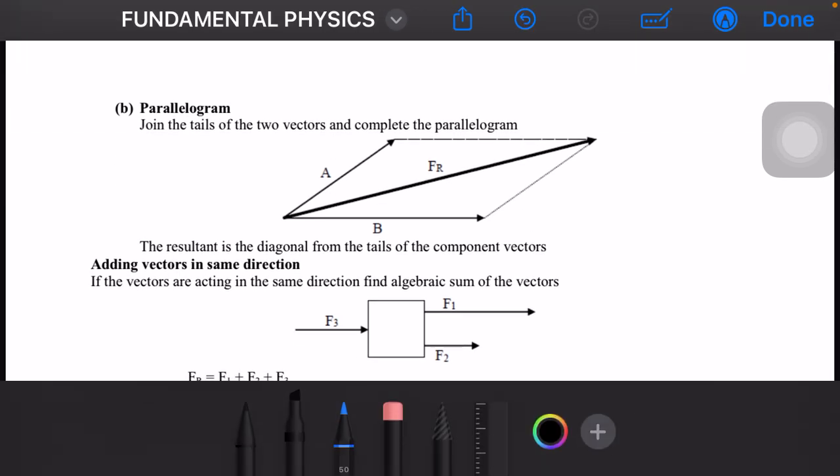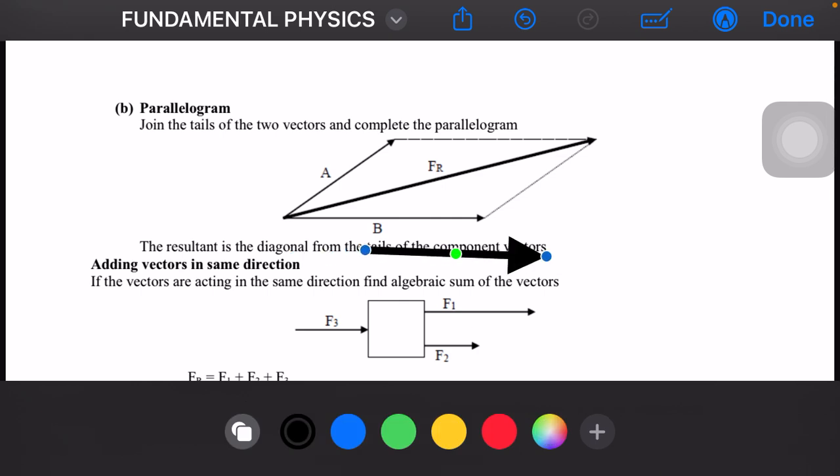So I'm going to mention method B, which is the parallelogram method. What we do in the parallelogram method is simply join the tails of the two vectors and complete the parallelogram. What do I mean?